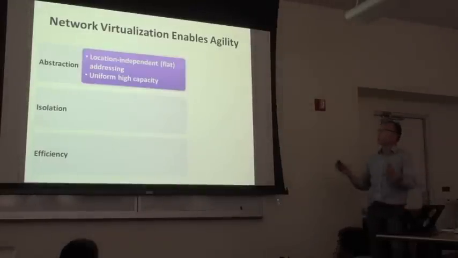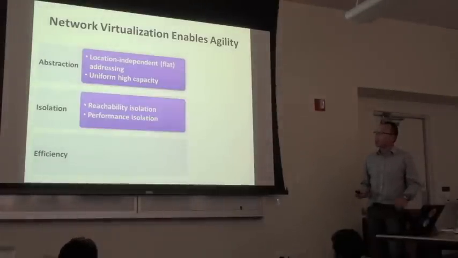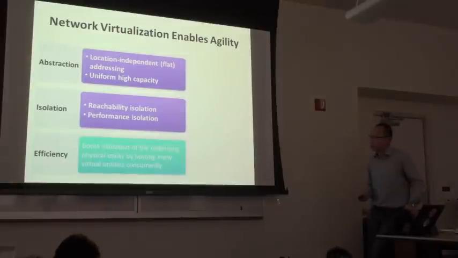So abstraction, what is the abstraction of network virtualization? Location-independent addressing and uniform high capacity. Basically, the physicality does not matter. That's the abstraction. And isolation: reachability isolation, address space isolation, and performance isolation. That's the key feature of network virtualization.